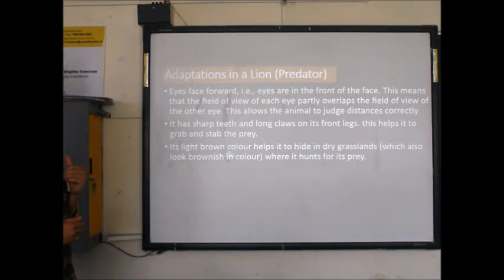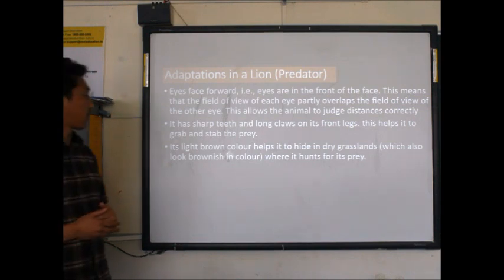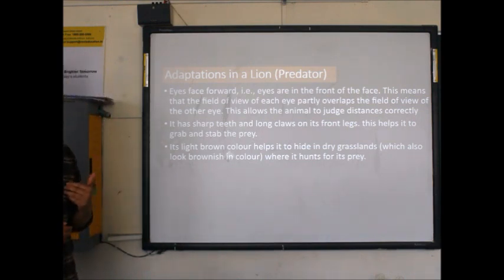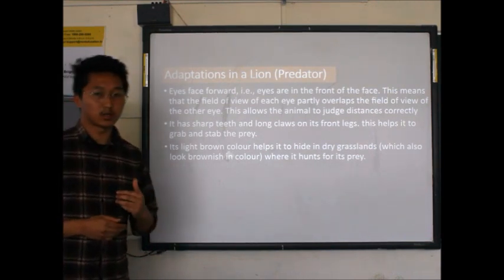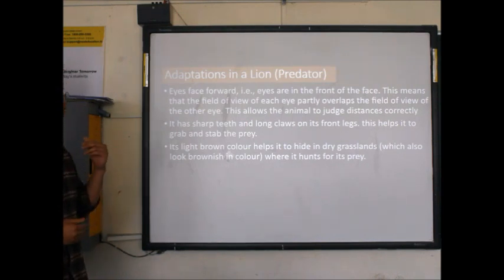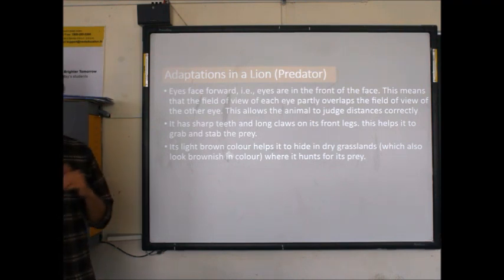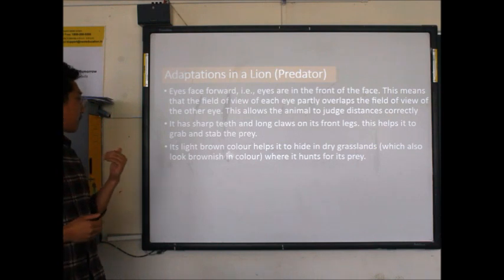Second adaptation is, it has sharp teeth and long claws on its front legs. This helps it to grab and stab the prey. So lions have long teeth and long claws on its front legs. This helps to tear the flesh as well as grab or stab the prey.